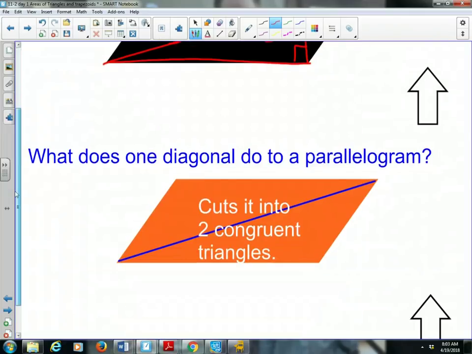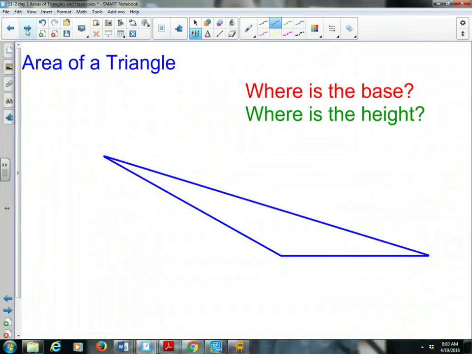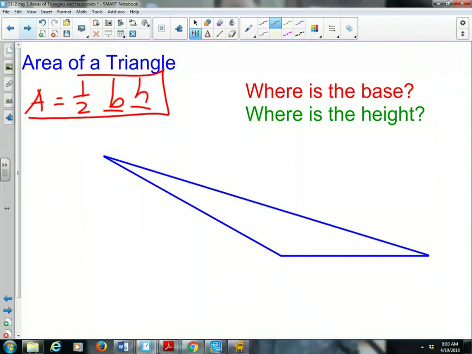So the area for a triangle is 1/2 base times the height. It's half of a parallelogram. So we take the base times the height, and then we take half of it. And that's what the area formula is for a triangle. Area equals 1/2 base times height.